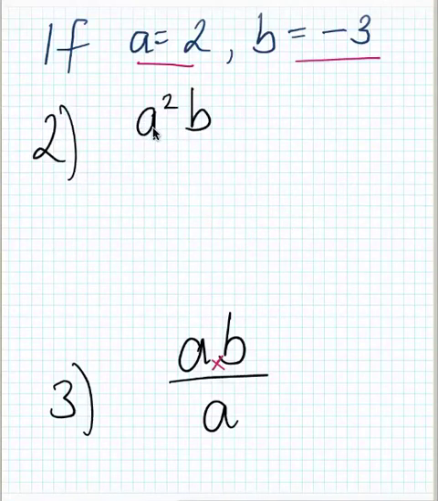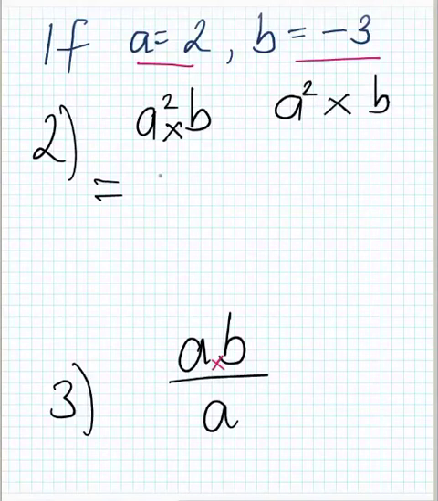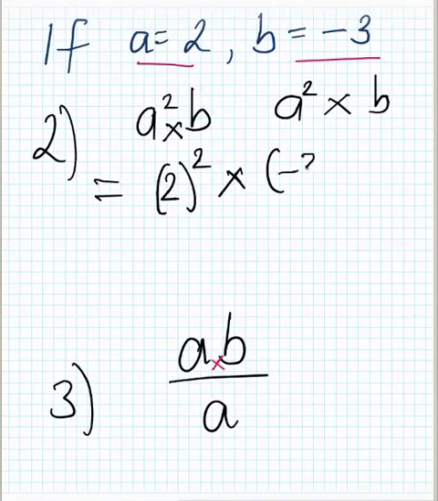So with our second question, we had a squared b or a squared times b. So once again, what is our a? a is 2. So I'm going to separate these two. So remember we got a squared times b. So they're 2 separate things. So a, I'm going to put in brackets and then square it, times b. I can put b in its own brackets as well, because b is now a -3.